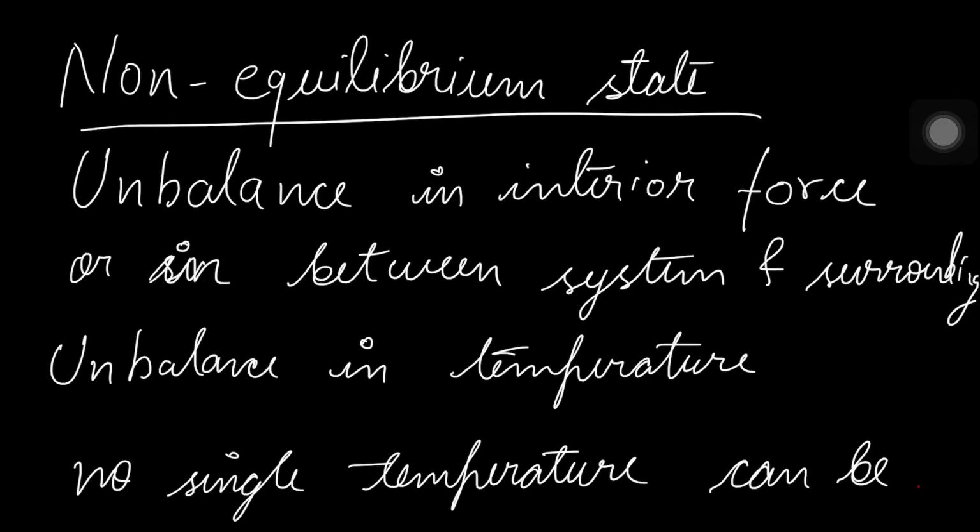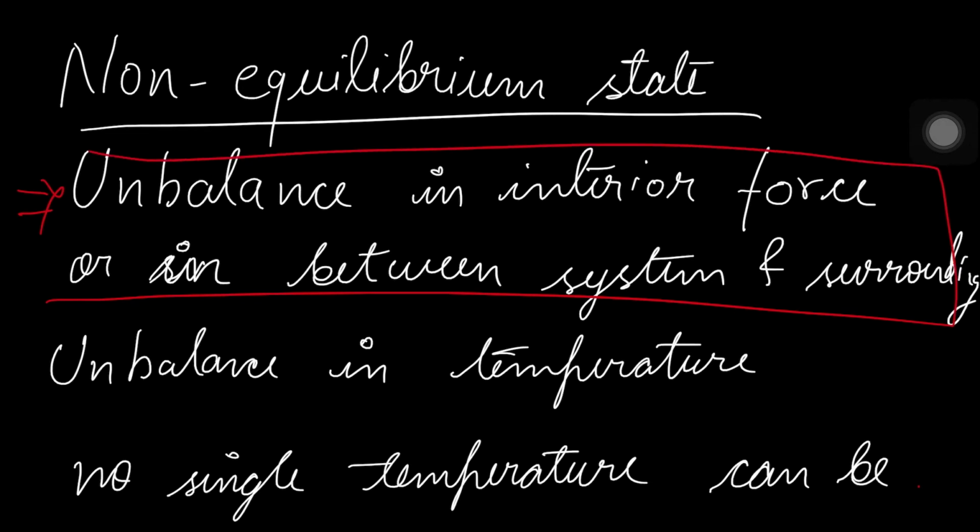If there is any unbalance in interior force, or let me say, if there is any mechanical non-equilibrium, if there is any chemical non-equilibrium, if there is any thermal non-equilibrium, we say this is a non-equilibrium state of a system. For mechanical, if there is any unbalance in the interior force or between the system and the surrounding, this will be a mechanical imbalance.